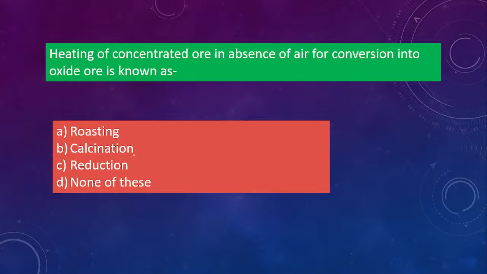Next one: heating of concentrated ore in absence of air for conversion into oxide ore is known as... Roasting, calcination, reduction, or none of these. What will be the answer? When you heat concentrated ore in absence of air to convert it into oxide ore, that process is called what?